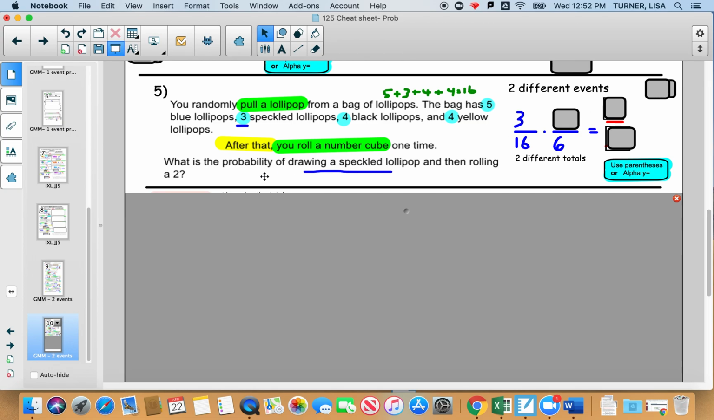And then rolling a 2, we're reading all the way over here, rolling a 2. Your brain might want to put the number 2 in there, but there's only one 2 on the 6 numbers on the dice. And so it's 1 out of 6. So be careful of that. And when I multiply these, I get 1 out of 32 because Math Frac reduced it for me. You can test that. Somebody test that for me.